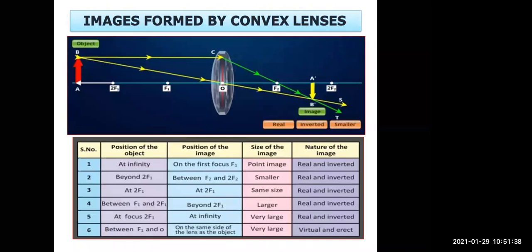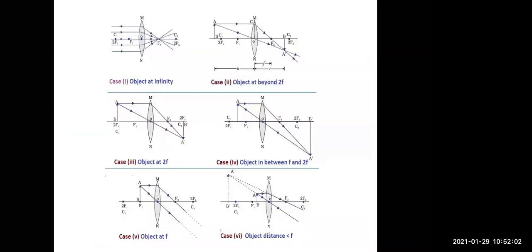Now suppose the position of the object is at infinite distance. Then the position of the image that will be formed will be at the first focus, that is the F1 point. The size of the image will be a point image, and the nature of the image will be real and inverted. Now how does this happen? We will see from this picture.